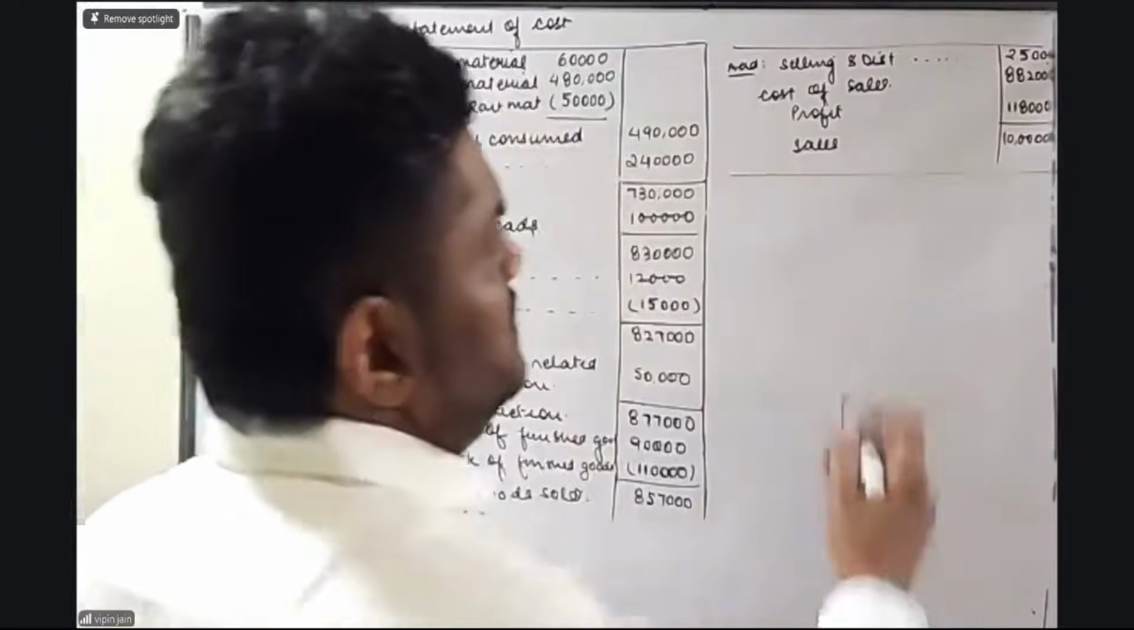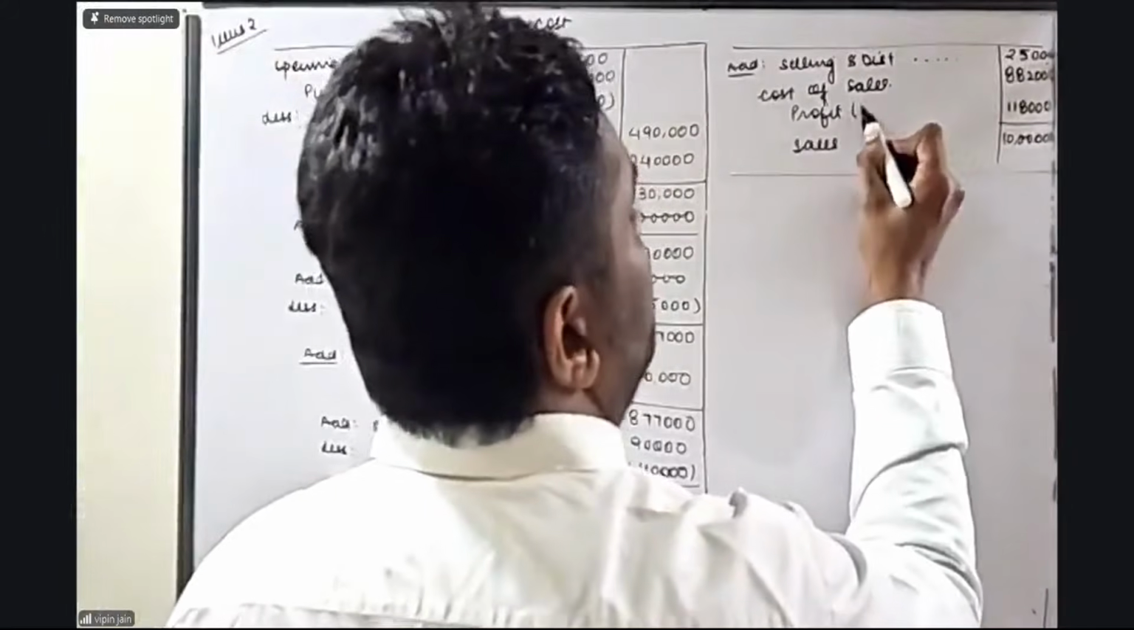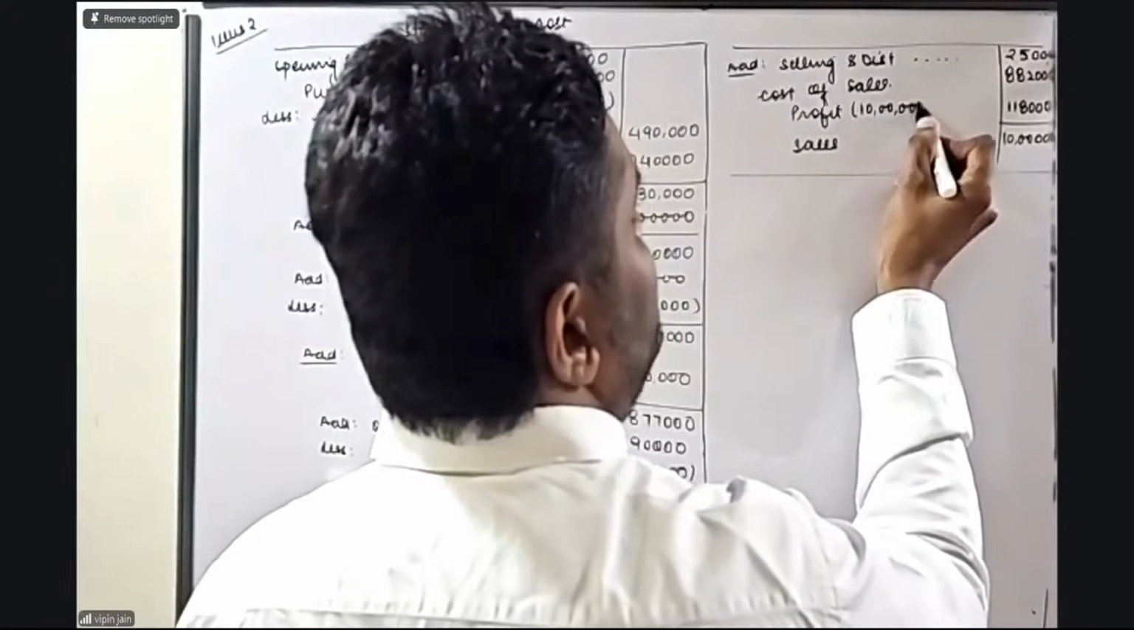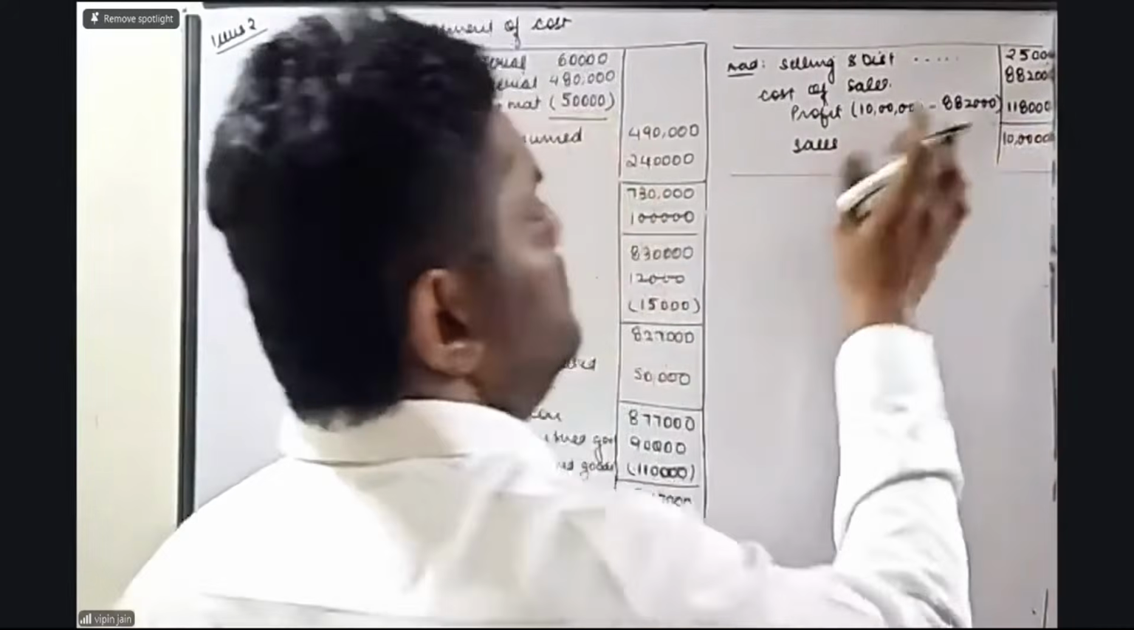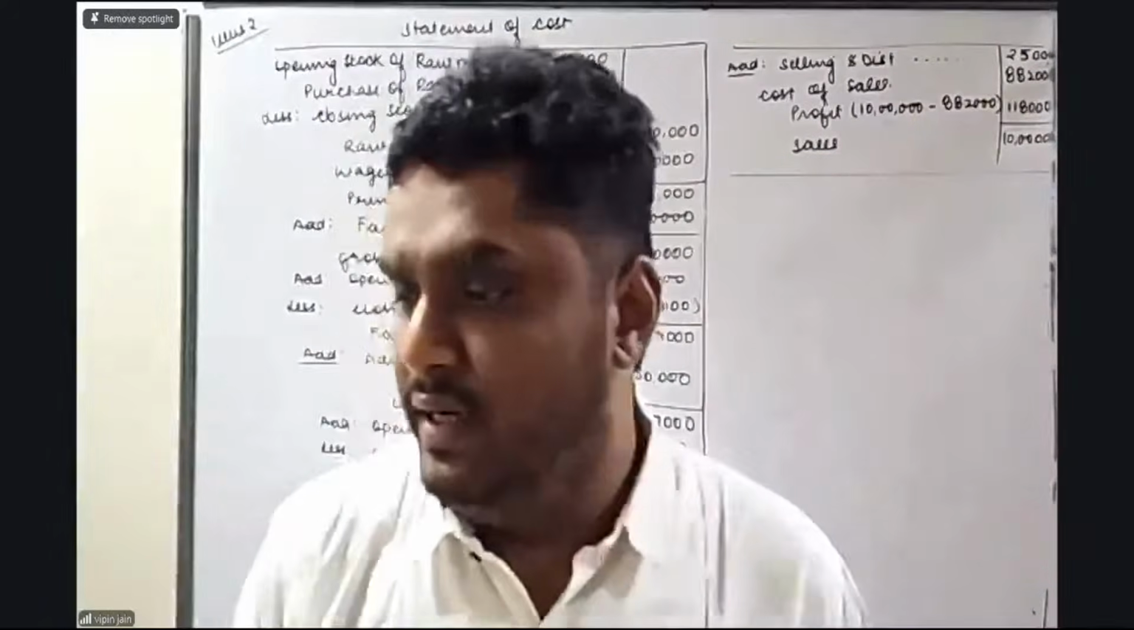Sales minus cost. Hello. One second, Methili. Yes, sir. 10 lakh is my sales and 8,82,000 is my cost of sales. So this will be my profit. Yes, Methili, tell me.